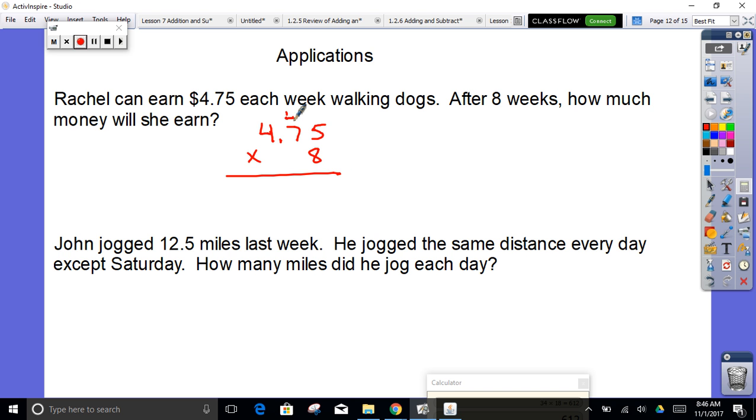8 times 5 is 40. 8 times 7 is 56, plus 4 is 60. 8 times 4 is 32, plus 6 is 38. I just kind of automatically stuck the decimal point in because I knew it was going to have 2, but you can wait until the end to do that.